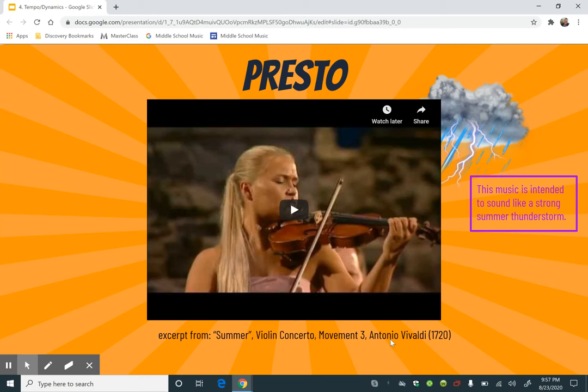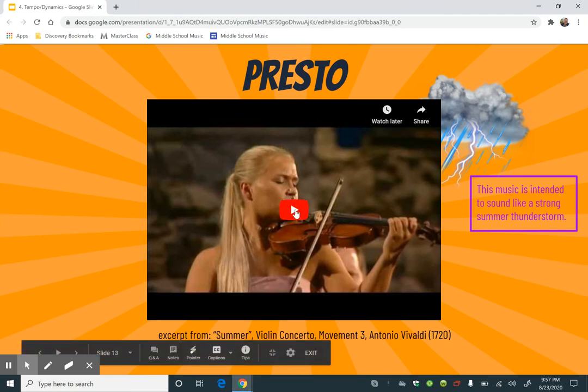All right, the final tempo video examines the tempo Presto. Very, very fast tempo. We'll watch this violinist play an excerpt from a violin concerto that uses this tempo to mimic the sounds of a summertime thunderstorm. We've had quite a few of those recently, so you'll probably see the connection quickly.